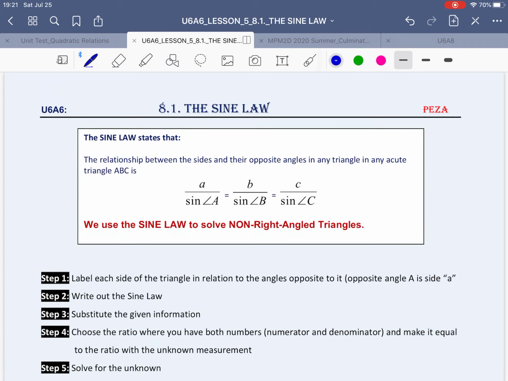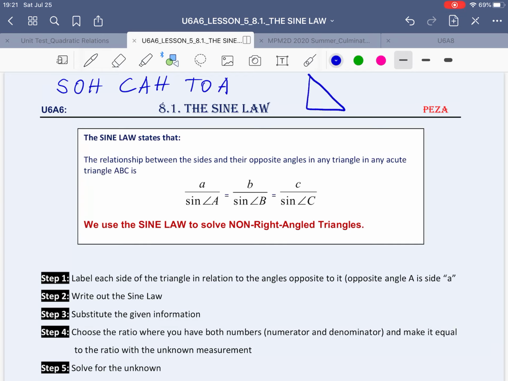Hello and welcome. If you are watching this video, you have most probably heard of and learned about SOHCAHTOA. SOHCAHTOA actually is a formula, and it contains three smaller formulas in itself, which describe the primary trig ratios, we say.